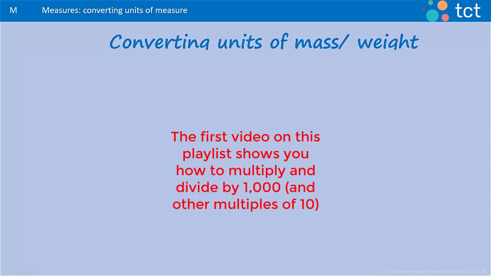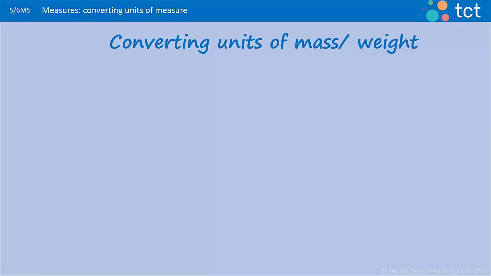For this you need to understand how to multiply and divide by 1,000. If you're unsure about that, check the video at the beginning of this playlist. Converting one unit of measure to another, I'm going to start with mass or weight, because generally there's just two of these to remember, so it's an easy one to start with.